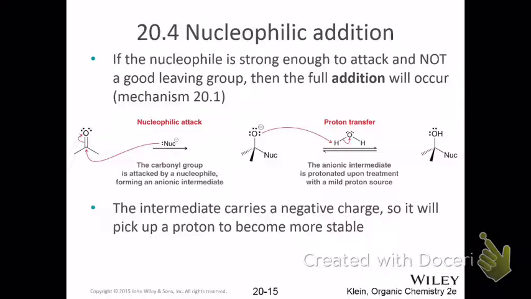So here's an example of how these reactions would work. If the nucleophile is strong enough to attack and not a good leaving group, then what happens is it attacks the carbonyl. So here's my nucleophile. You get a negative charge on the oxygen, which you can then protonate in solvent, and you end up with this as your product. Okay?